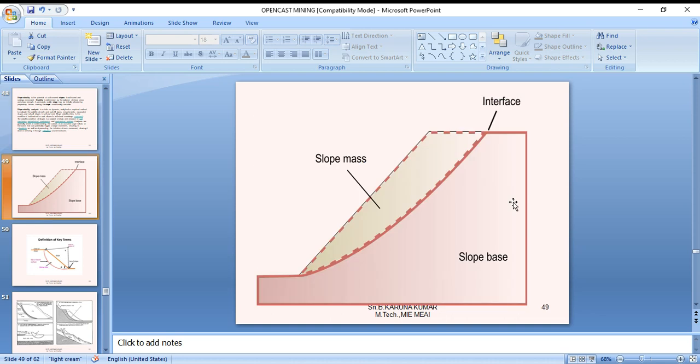I'm giving a typical example of slope stability. The slope mass will fall down along the interfaces. Most of this kind of fall down is called a wedge failure. Sometimes a base failure is also there. Here the slope base fails, and the slope mass is falling down.